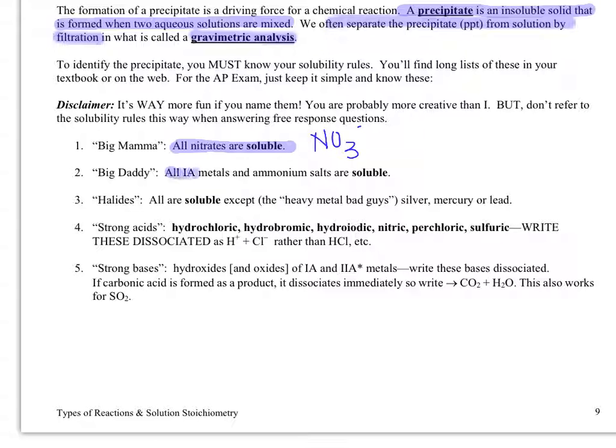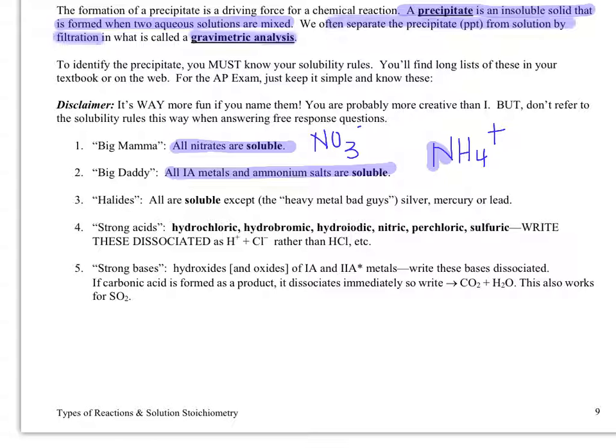Rule number 2. All group 1 metals and ammonium salts are soluble. So if you check on your periodic table, any formula that has a group 1 metal, a metal with a +1 charge, or ammonium, because ammonium has a +1 charge as well, they're highly reactive, which means it doesn't take very much energy to dissolve that salt. The attraction between the water molecules and the ions is very easy, so they dissolve very readily. All you need to know is that group 1 metals and ammonium salts are soluble.